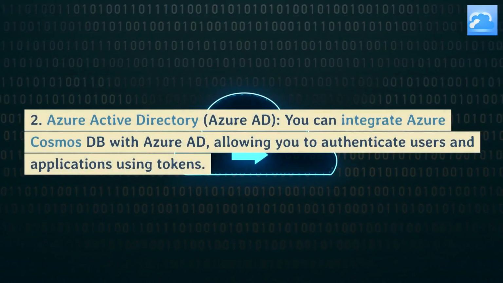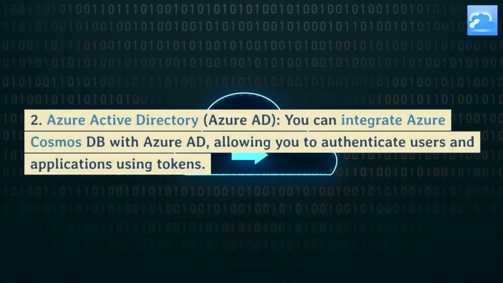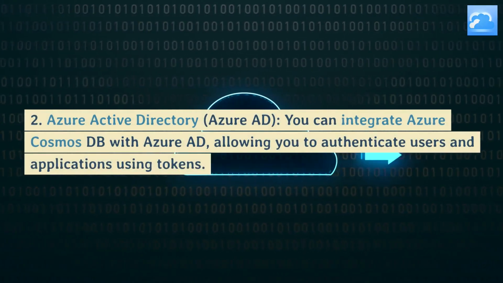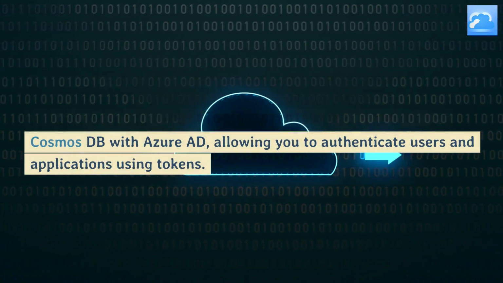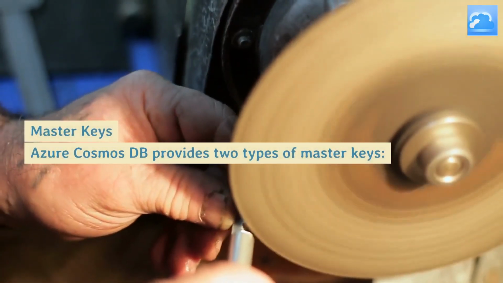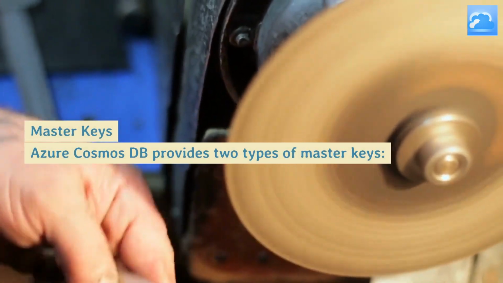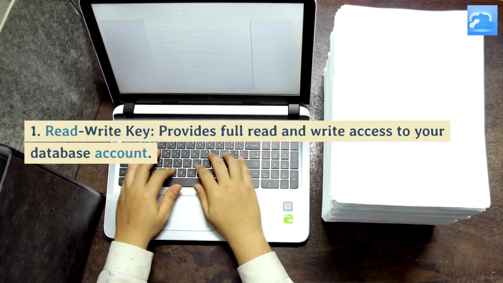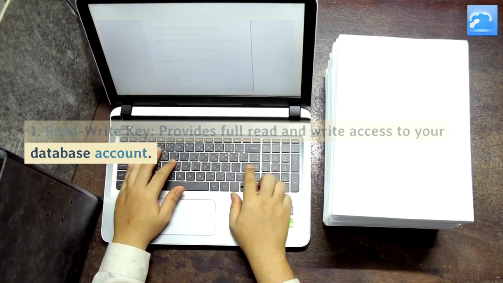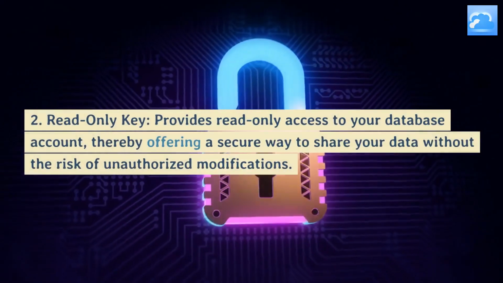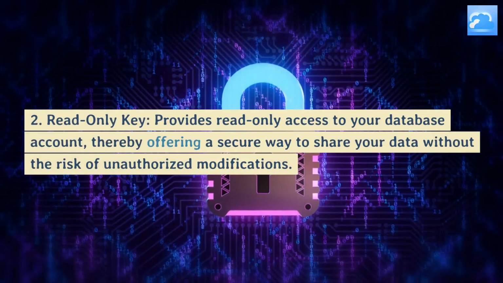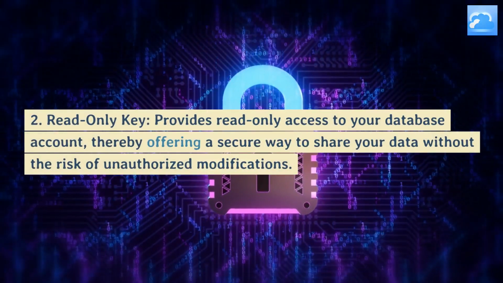2. Azure Active Directory, Azure AD. You can integrate Azure Cosmos DB with Azure AD, allowing you to authenticate users and applications using tokens. Master keys. Azure Cosmos DB provides two types of master keys. 1. Read-write key, provides full read and write access to your database account. 2. Read-only key, provides read-only access to your database account, thereby offering a secure way to share your data without the risk of unauthorized modifications.